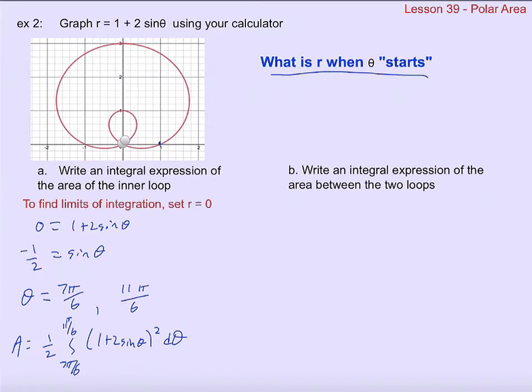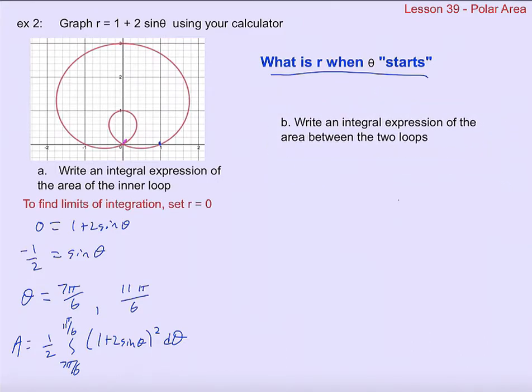The next one is a tiny bit trickier. We want to write an integral expression of the area between the two loops. So we're talking about everything out here in all of this section right here. Now, based on what we saw earlier in the year with areas and volumes, we kind of have a hunch that that's going to mean finding the area of the whole thing and then subtracting the part from the inner loop. There's a catch to that, though.